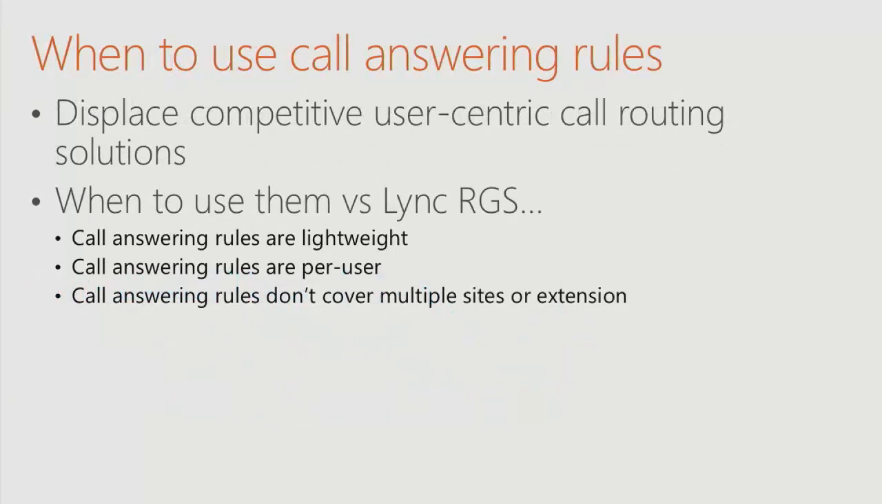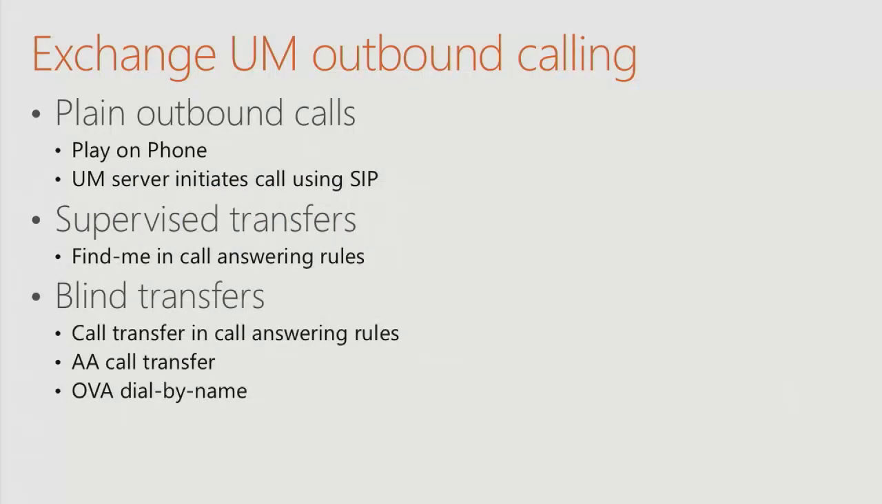So when do you use them versus Lync routing group? We don't care because we're not really talking about Lync. So let's talk about routing instead for a minute. We've got plain outbound calls, which is when the UM server just makes a call and plays some audio. Play on Phone, basically. In that case, it initiates a call request using SIP because it's making a call just like you make a call when you use Lync or a voice over IP phone.